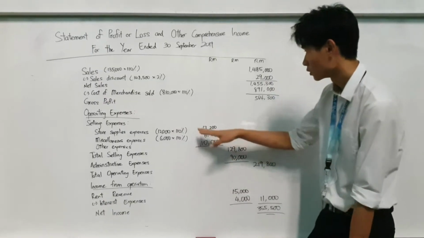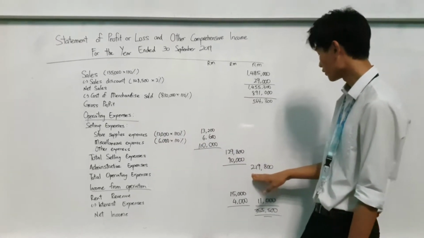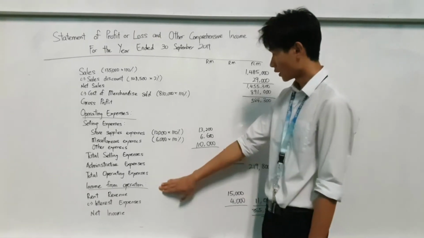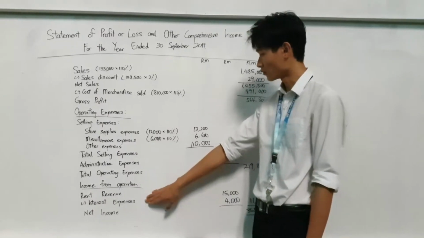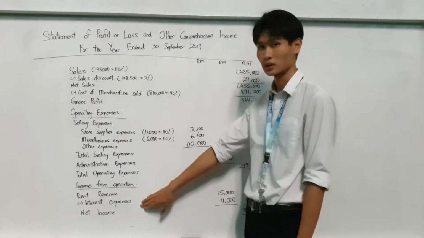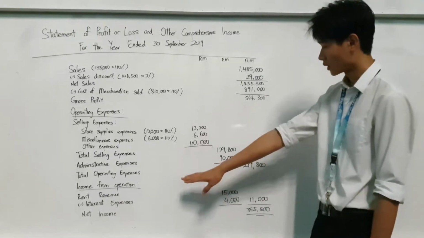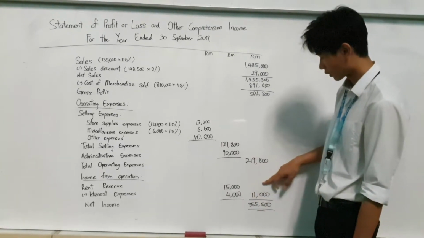Okay. So the total operating expenses is 219,800 ringgit, and then for the income from operation, the rent revenue minus the interest expenses. The rent revenue is 15,000. So we minus the interest expenses of 4,000. So we get 11,000 ringgit.